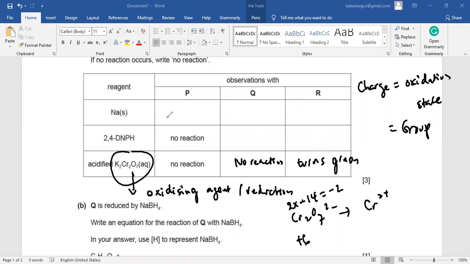I'll tell you the secret. Group 1 will have plus 1 charge. Group 2 plus 2 charge. Group 3 will be plus 3 charge. Then group 5, group 6 and 7. All right. Group 5 minus 3 charge, group 6 minus 2 and group 7 minus 1.